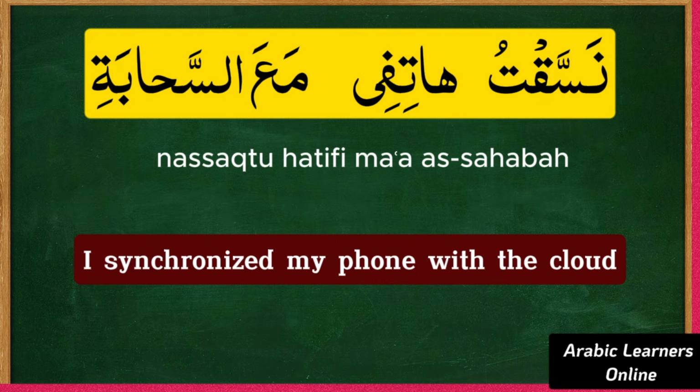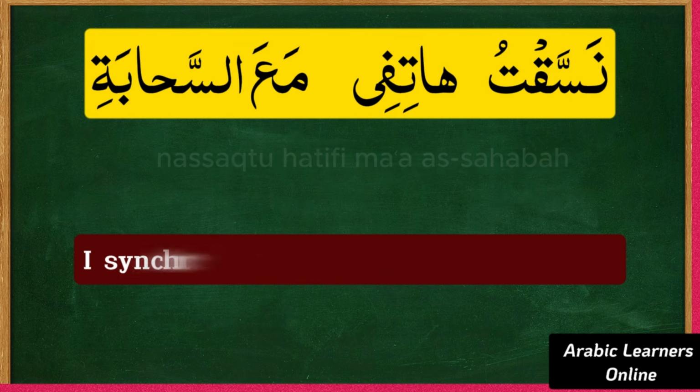Your sentence. نسقت هاتفي مع السحابة. In English, I synchronized my phone with the cloud. Say it with me. نسقت هاتفي مع السحابة. Breakdown. نسقت, I synchronized. هاتفي, my phone. مع السحابة, with the cloud.